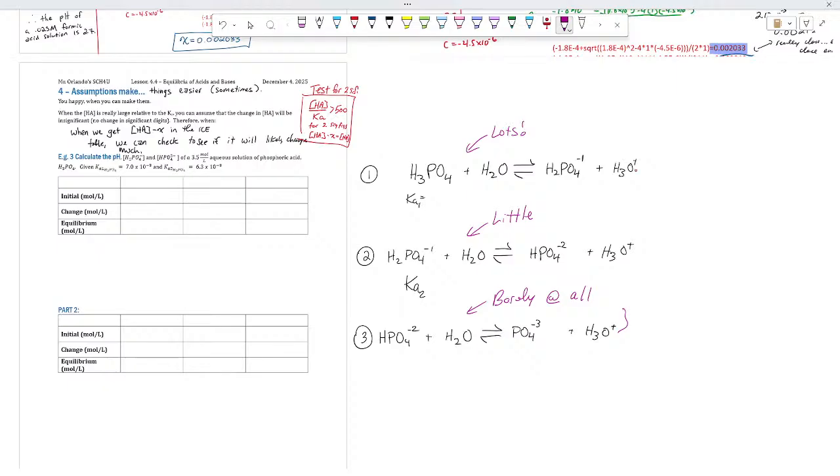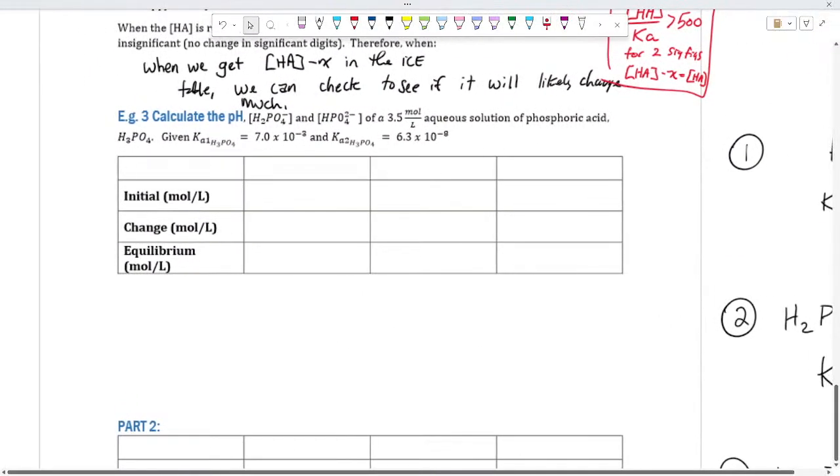Does that make sense? Whenever you have an acid that can give up more than one hydrogen, it gives up the first one pretty easily. It will give up the second one a whole lot less easily. And if it does have a third one, it'll barely give it up at all. Does that make sense? But I'm still going to show you how to do this. Our assumption that we just talked about is going to make life a little easier. So let's give this a try.